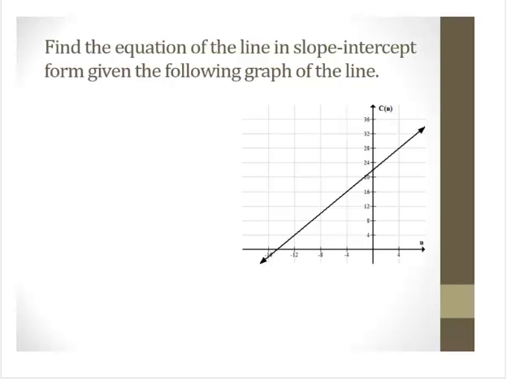All right, here we're given a graph, and we're asked to find the equation of the line in slope-intercept form given this graph. So notice we don't have y, but we have c of n. So I want to write c of n equals mn plus b. No x, but n.